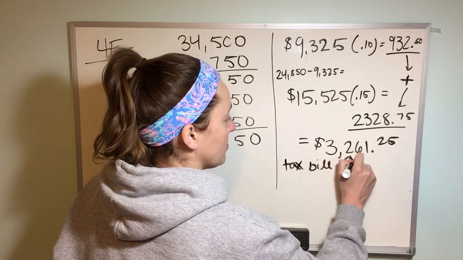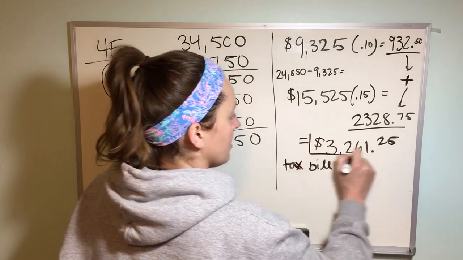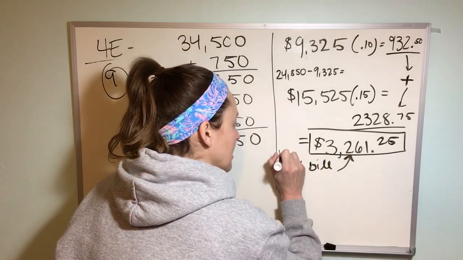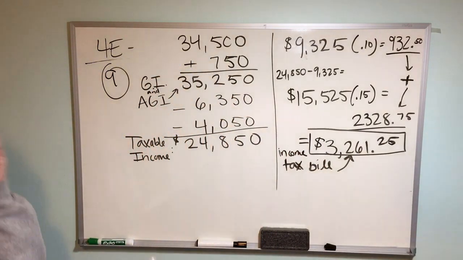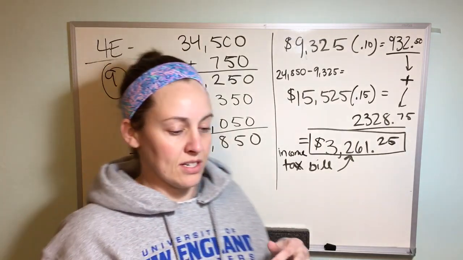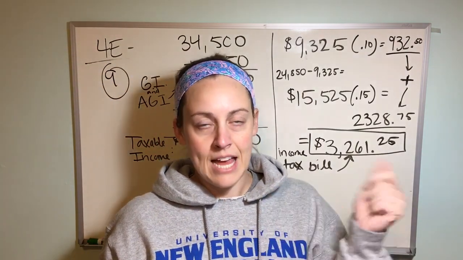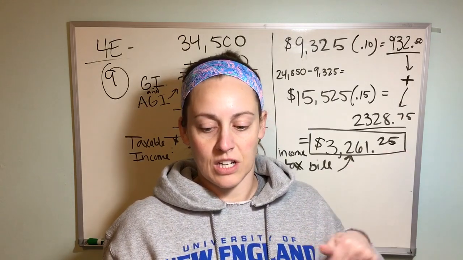That's what she owes the U.S. government. This is her income tax bill. Let me specify. Her income tax bill. Okay, so there's two different types of taxes we're talking about in this one example. We're talking about the income tax and the FICA taxes, which is where we're going to go next.